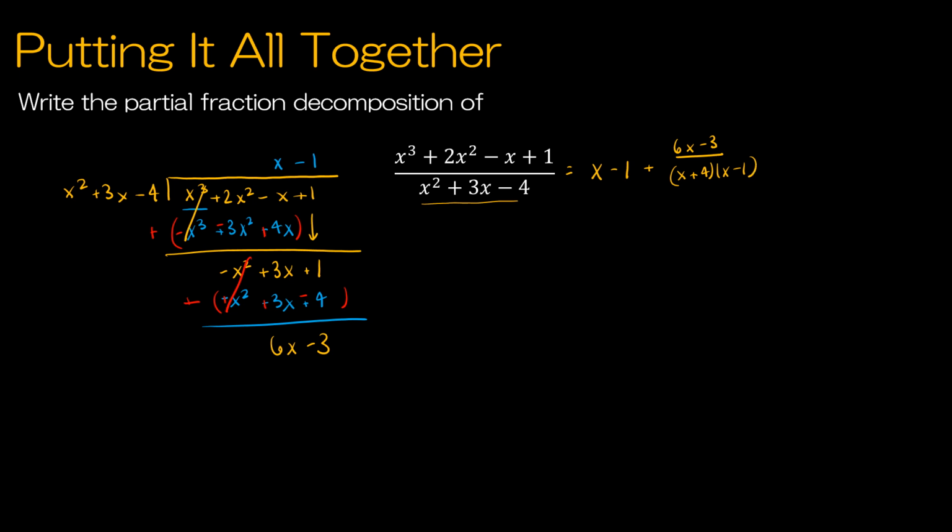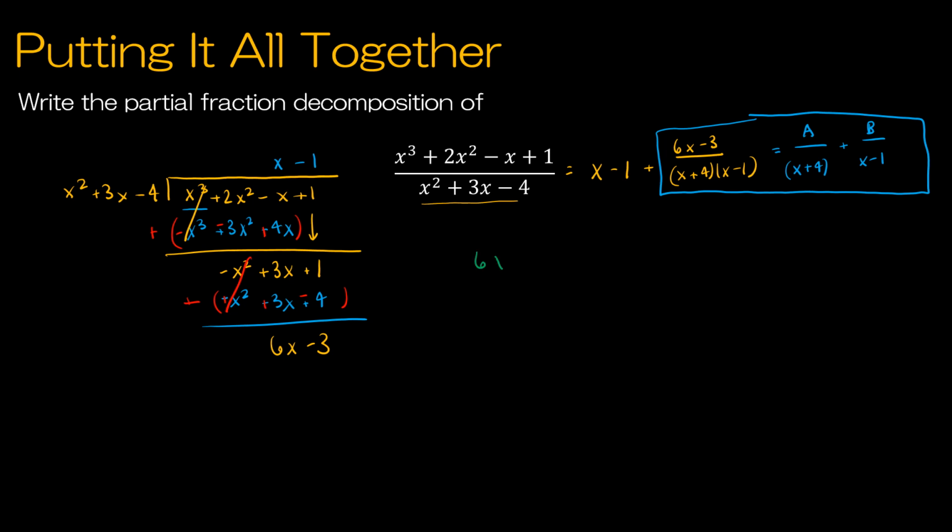Once I get it to this point, now I can use my strategies for solving. So I'm going to only focus on this portion. And I'm running out of room, so I'm just going to rewrite that portion as a over x plus 4, and then plus b over x minus 1. That's what I'm going to solve. I'm going to take everything multiplied by x plus 4, x minus 1.